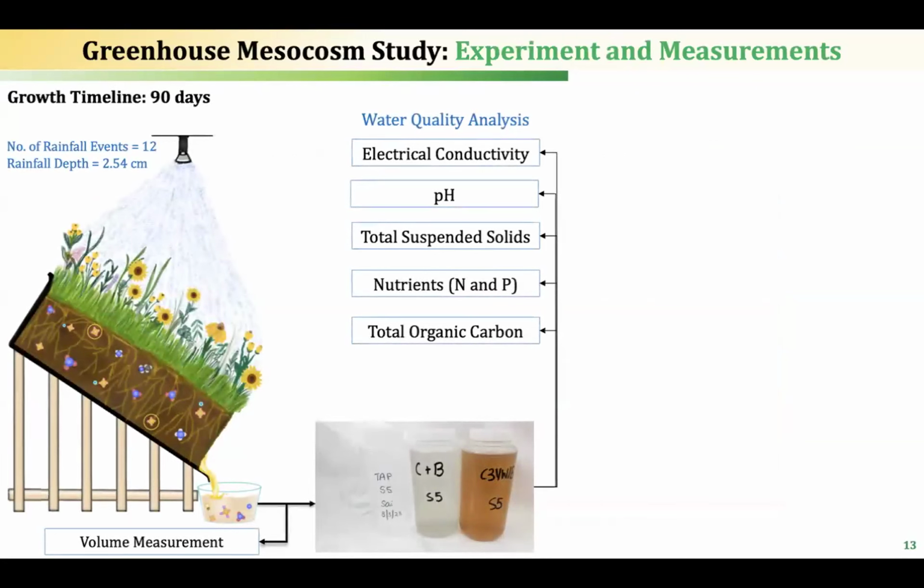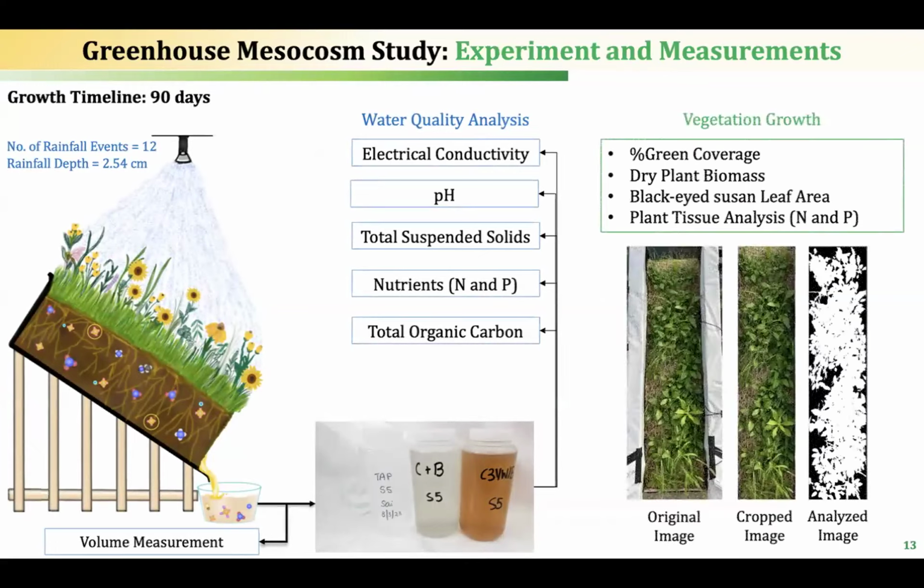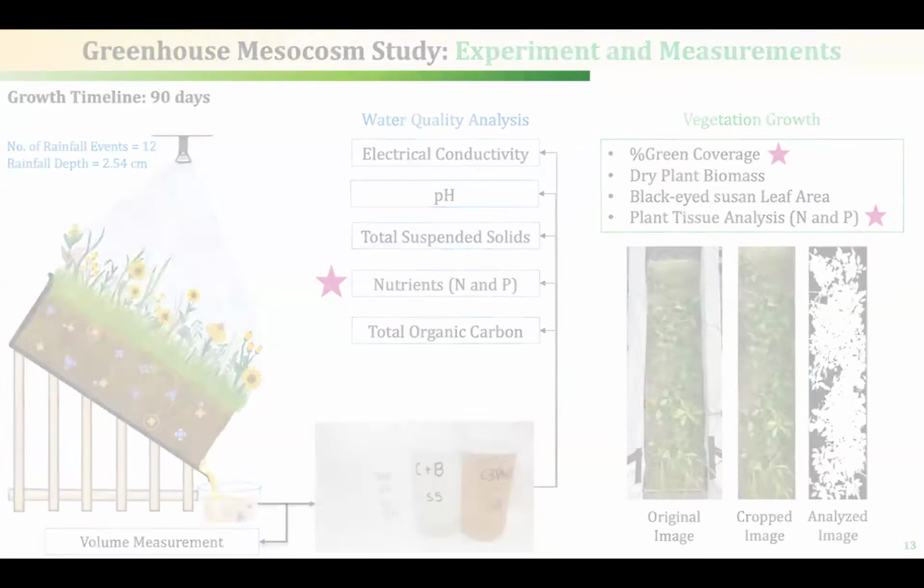So the mesocosm experiment ran for 3 months. We simulated 12 weekly rainfall events of 2.54 centimeters depth or 1 inch on soil mesocosms and measured various water quality parameters from the collected effluents. We also monitored vegetation coverage every week, and other measurements like biomass, tissue analysis were taken at the end of the study. For the sake of time, I will discuss only the start parameters here, which focus on nutrients in water and plants.